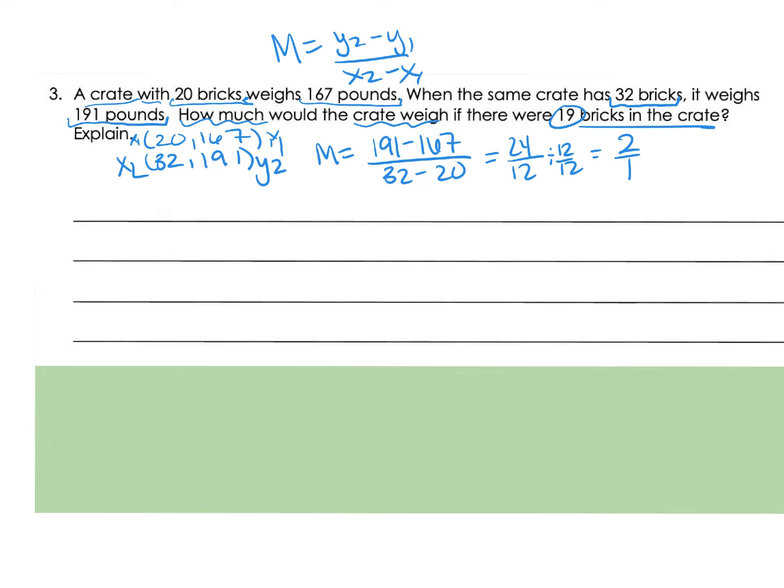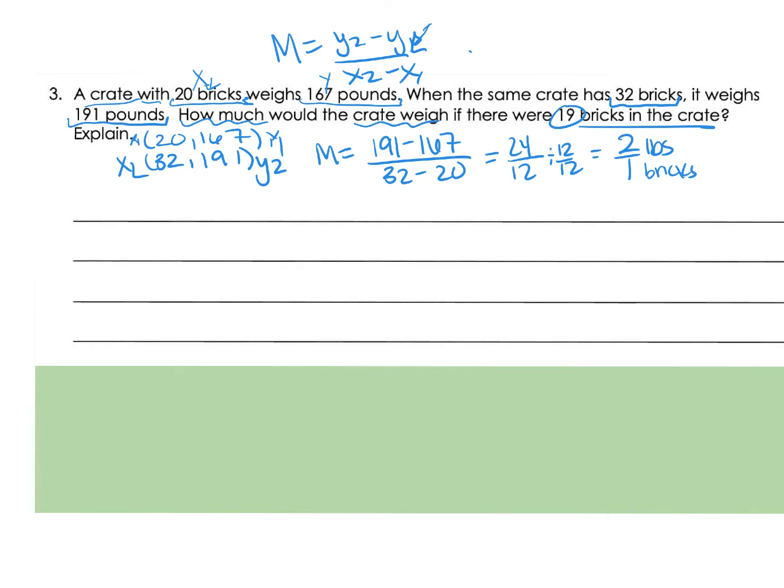2 what? 1 what? That's what you have to ask yourself every time. The number on top is your Y value, right? This is X, this is Y. So the 2 is representing pounds. The number on the bottom is your X value. The X is representing bricks. So this means it's 2 pounds for every 1 brick.